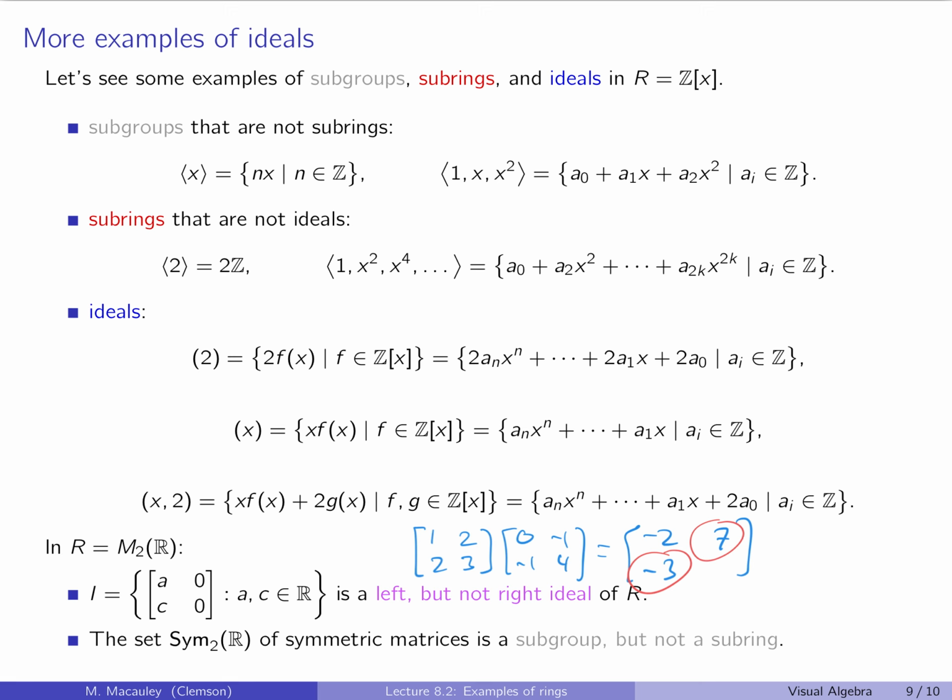So this is a subgroup because it is closed under addition. You add symmetric matrices, it'll still be symmetric, but it's not a subring.